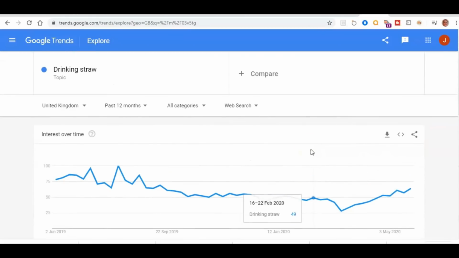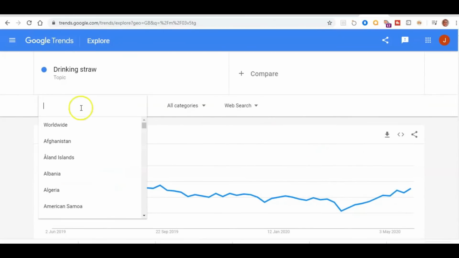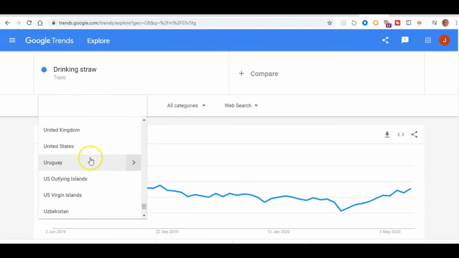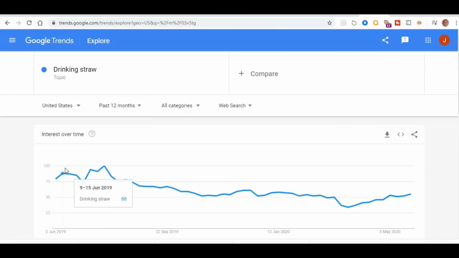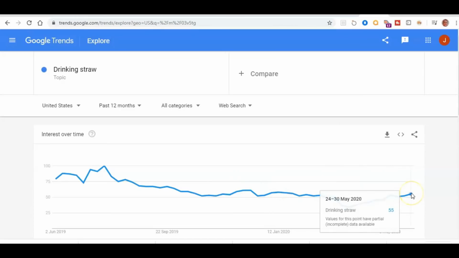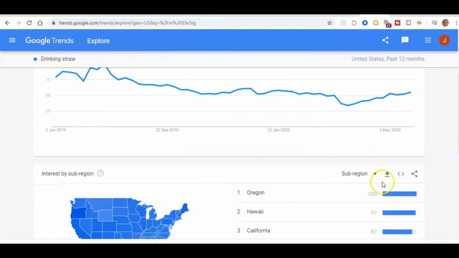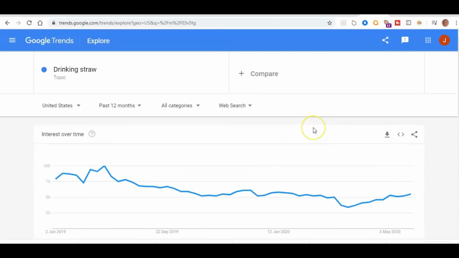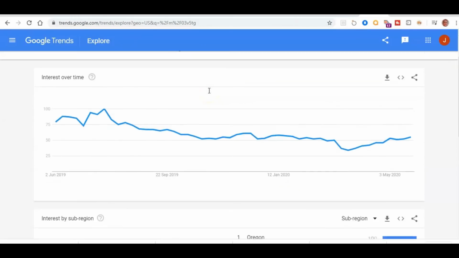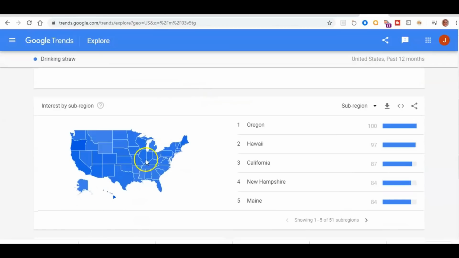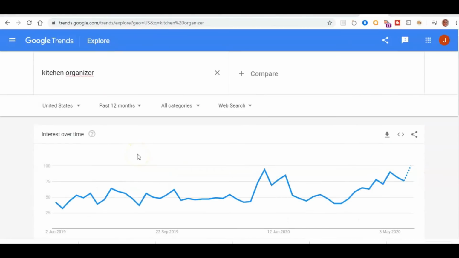So of course, we could change that. Say, for example, we decided we were going to look in the United States. Let's just see what it says. That data in the States is pretty steady, a similar kind of picture. But this is just giving us some very interesting data to take a look at. So let's have a look at a different search term and see what that brings up. We're just going to stick with the States for the moment.